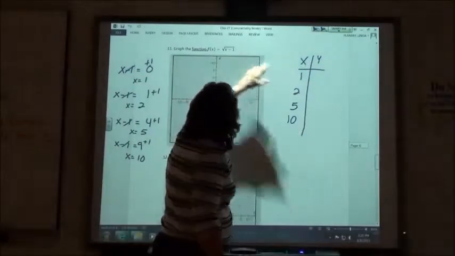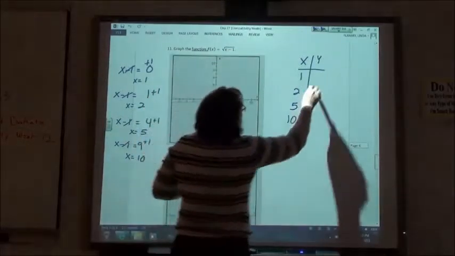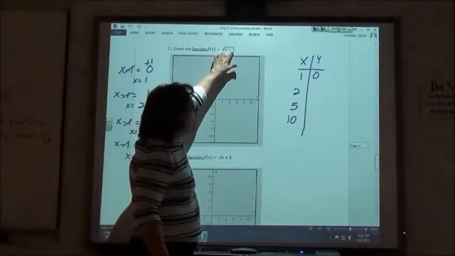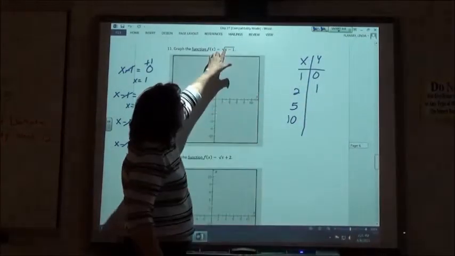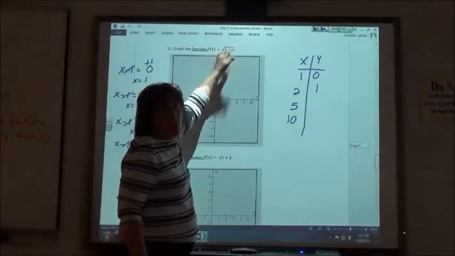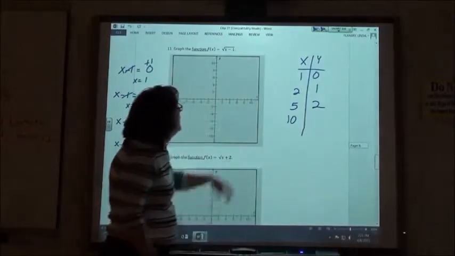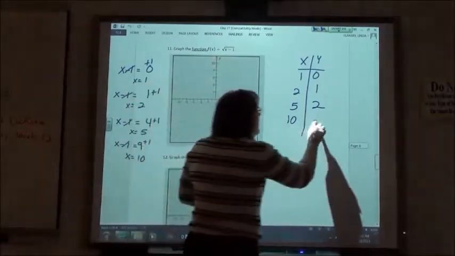So putting my first number in, 1 minus 1 is 0. The square root of 0 is 0. 2 minus 1 is 1. The square root of 1 is 1. 5 minus 1 is 4. The square root of 4 is 2. 10 minus 1 is 9. The square root of 9, 3.